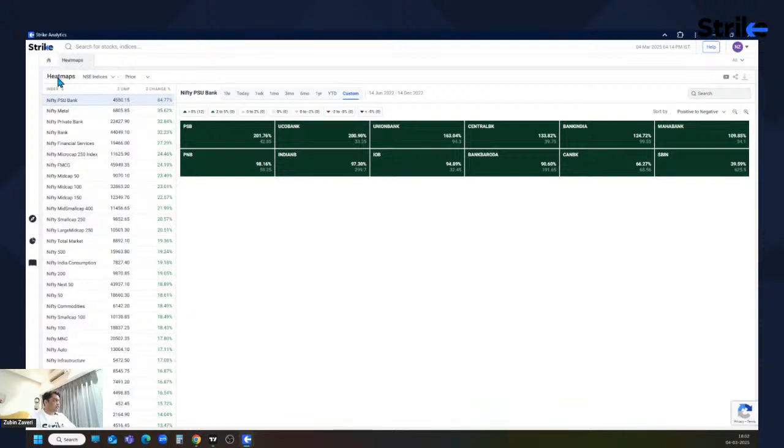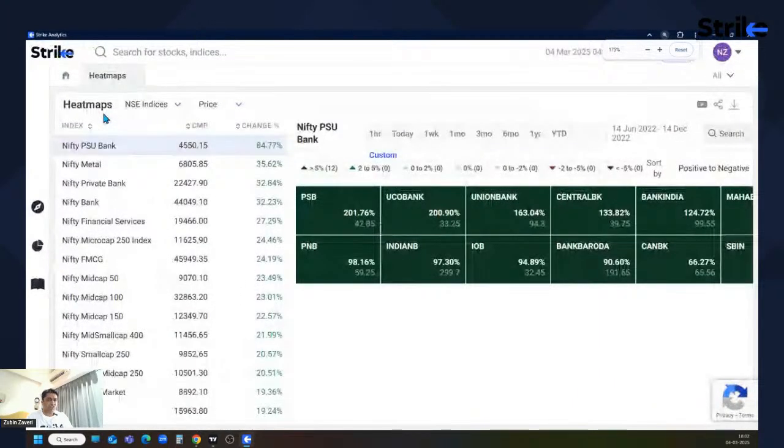Okay. So the first option that we get over here is NSE indices. Let me just zoom this so that you guys can see it clearly. All right, I guess this is clearer, right?